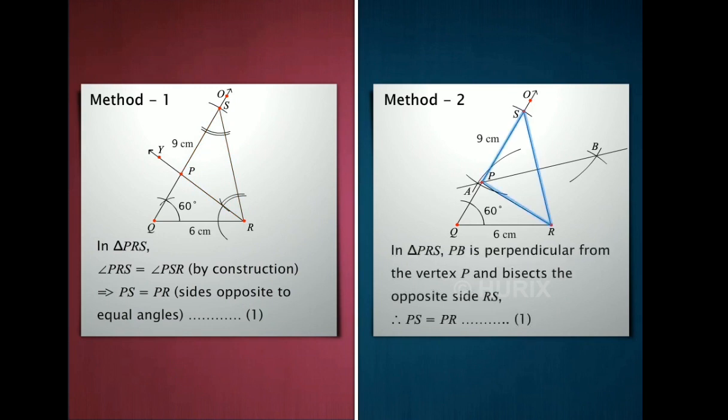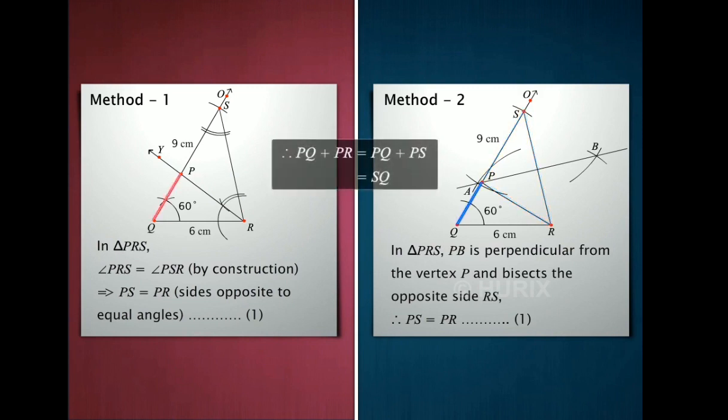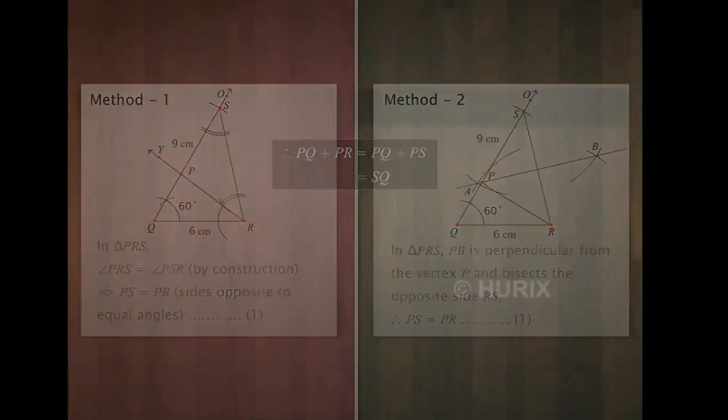In addition, triangle PRS constructed using method 2 is also an isosceles triangle because if in a triangle any perpendicular from the vertex bisects the opposite side, then the triangle is isosceles. Hence, the sum of sides PQ and PR is equal to SQ, and thus the construction is justified.